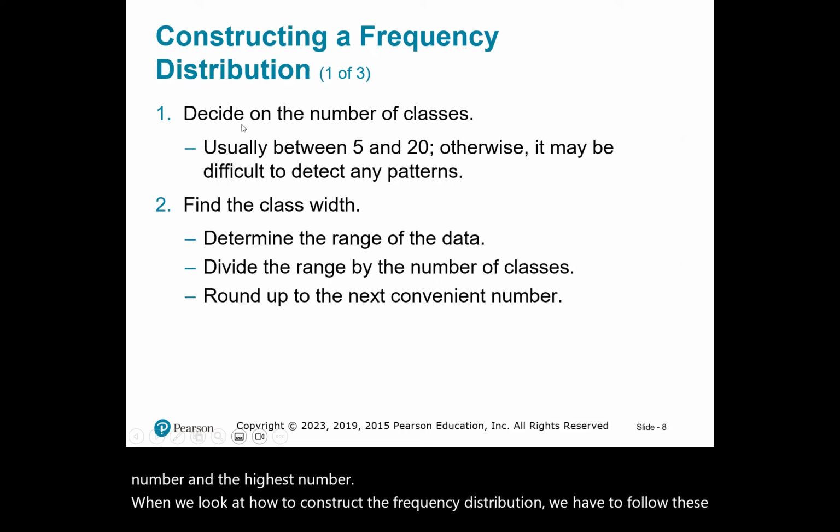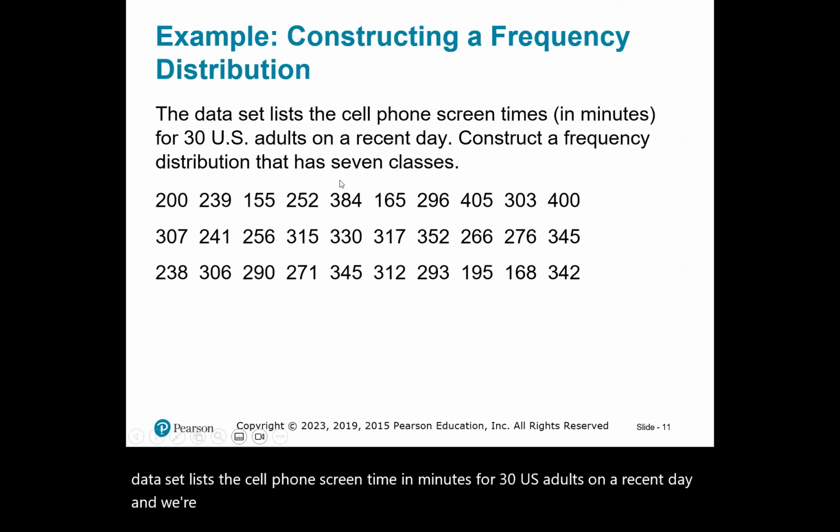So after we read all these directions, now we're going to look at an example. We have a data set here. This data set lists the screen times in minutes for 30 US adults on a recent day, and we're going to construct a frequency distribution that has 7 classes. So we need a total of 7 classes. Here is how much time each adult spends on the screen in minutes. We have an adult who's spending 200 minutes, another one 342, and another one just 165 minutes. So we're going to look at these steps again to construct a frequency distribution table.